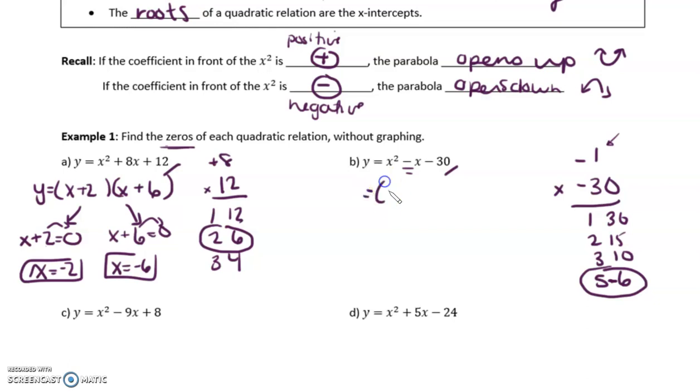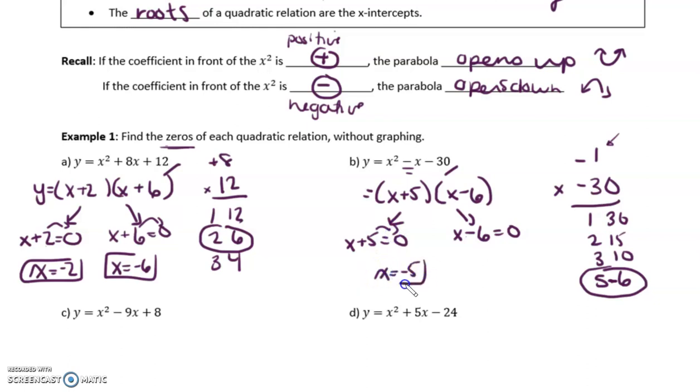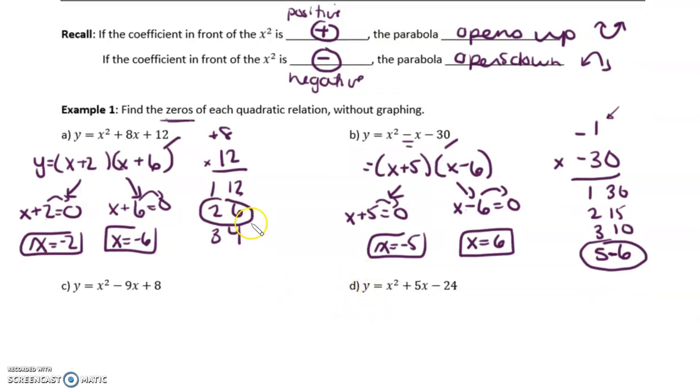So our two factors are going to be (x plus 5)(x minus 6). And in order to find the roots, again, we take both of these factors and equate them to 0. Bring over the 5, we get x equals negative 5. Bring over the negative 6, and we get x equals 6. Those are our two x-intercepts, or our two roots.